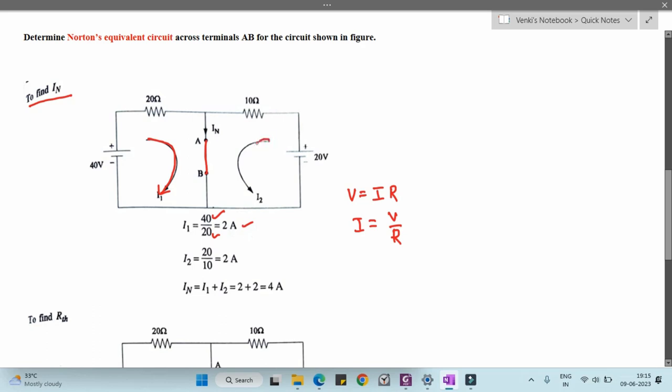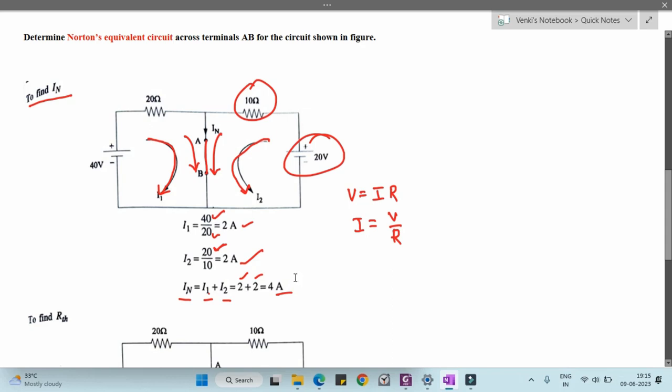In a similar way, we are going to calculate the current in the second loop. So the voltage in the second loop is 20 volts. So I have written 20 here, and the resistance in the second loop is nothing but 10 ohms. So 20 by 10 is nothing but 2 amps. So if you see here, the two currents are in the same direction. So that's why Norton current IN is equal to I1 plus I2, that is equal to 2 amps plus 2 amps, so that is equal to 4 amps. So finally IN is equal to 4 amps we got.